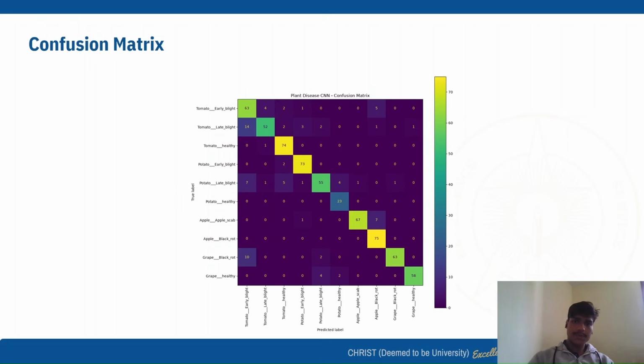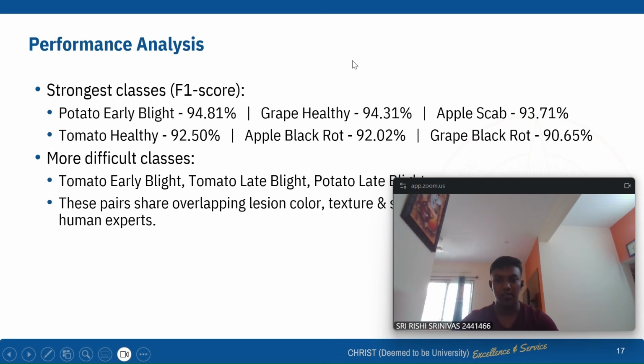Thank you. Let's look at the performance class by class. Our strongest class was Potato Early Blight with an F1 score of 94.81%, Grape Healthy with an F1 score of 94.31%, Apple Scab with 93.71%, Tomato Healthy with 92.5%, Apple Black Rot with 92.02%, Grape Black Rot with 90.65%. We also saw strong performances for Tomato Healthy, Apple Black Rot, and Grape Black Rot.